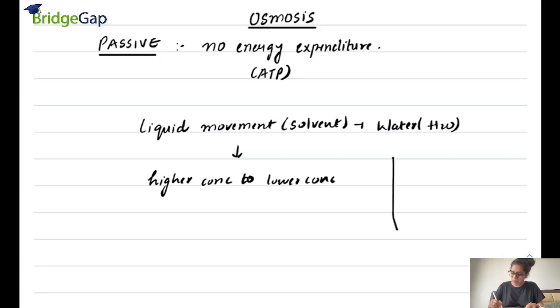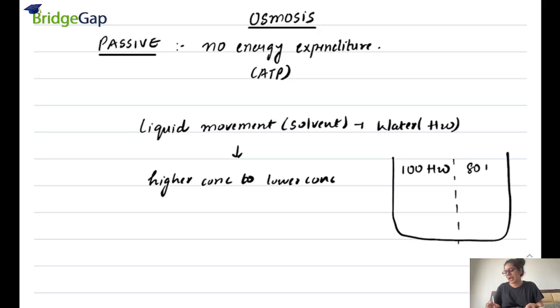Like how? Suppose this over here is a beaker. I am separating this beaker with a very specific membrane. Here there are 100 water molecules. Here there are 80 water molecules. If this is chamber A and this is chamber B, you tell me where will the movement take place? A to B or B to A? According to osmosis, it is higher to lower. That means it will move from A to B such that the concentration becomes 90-90 on both sides. Correct or not? So, liquid movement from higher to lower concentration.